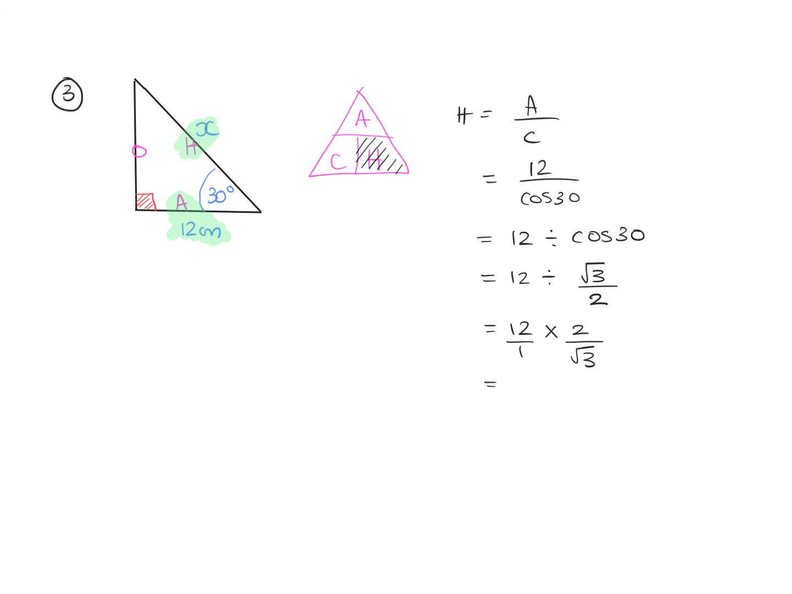So we need to do 12 times 2, 24, 1 times root 3. And then we're going to rationalise the denominator, multiply by root 3, multiply by root 3. So that becomes 24 root 3 over 3. So that becomes 8 root 3 as an answer.